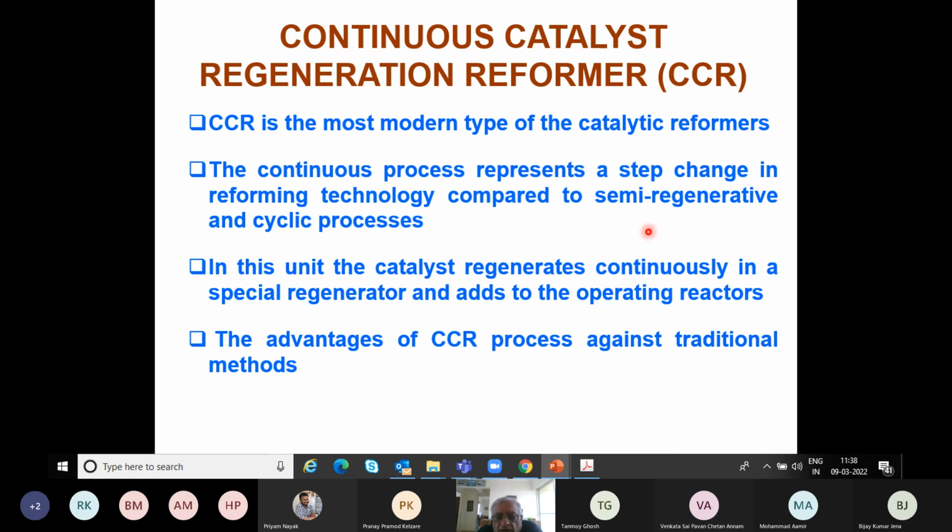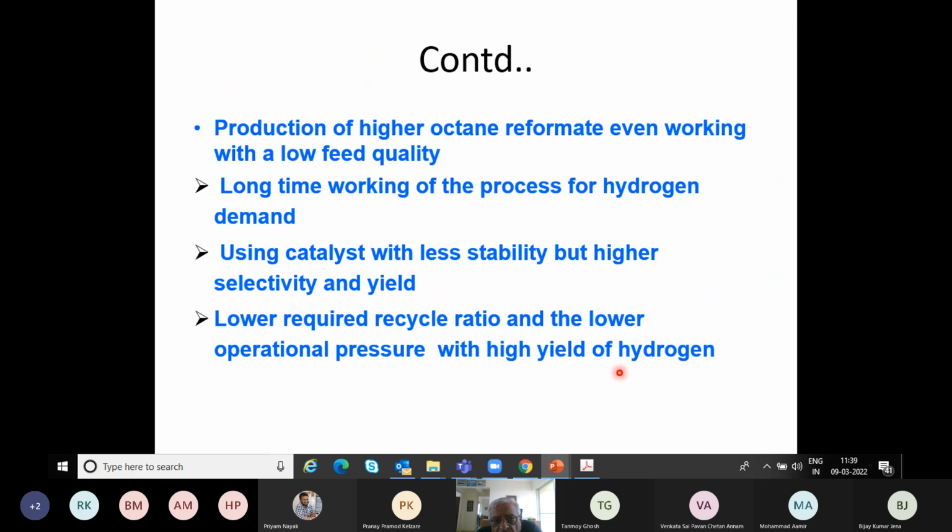But in the CCR reformer, it is a continuous process where the regeneration as well as the reaction is continuous. So we have to add a fourth reactor here, where the fourth reactor is actually a special reactor which does the regeneration, and it adds to the operating reactors. The advantage of the CCR process over traditional methods is that it helps us produce more octane barrels. That means higher octane reformate, and even with a low feed quality, it can give you a higher reformate yield.